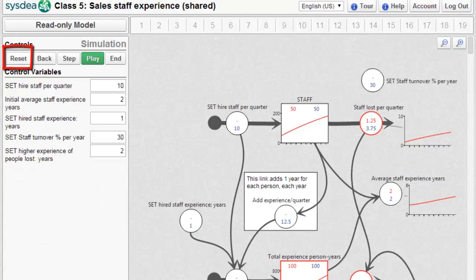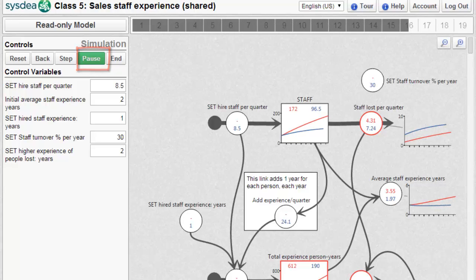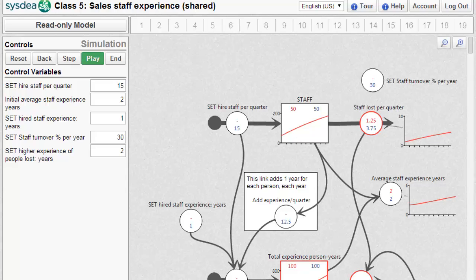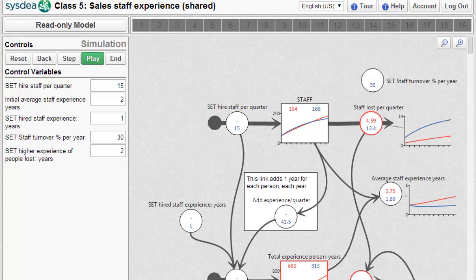Click reset, put in the number you think it is. Let's put in 8.5 and see how far that gets us. And if you play it, you see it just plays out over 20 quarters, and 8.5 people gets us to 99. Okay, reset again. Maybe 15 is enough. 15, oh, nearly. Gets to 166. We're going pretty well at first, but then the attrition rate kind of takes over and we just don't quite get there. 18, someone got their attention.